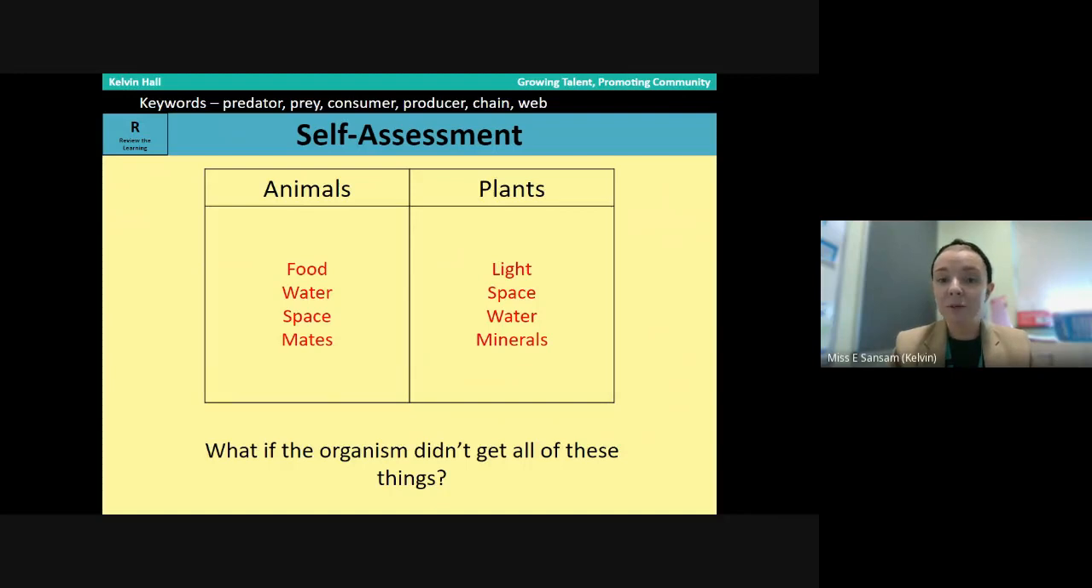And the question down there at the bottom, if an organism didn't get all of those things, then probably what would happen is that they would die. And like we said earlier in the starter, if an organism was to die, it could have an impact on the food chain or the food web that it is in. And that is because some organisms might be left with no food.